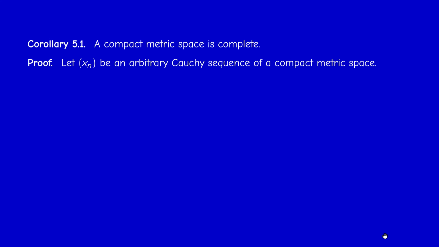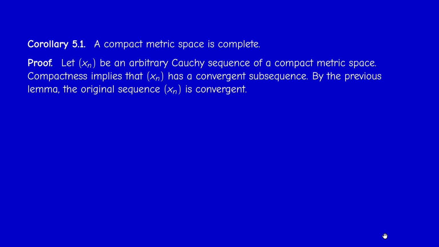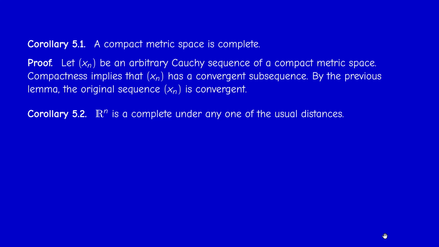Okay, now first corollary: a compact metric space is complete. This is trivial. Why? Because we know that a compact metric space is sequentially compact. So if xn is an arbitrary Cauchy sequence of a compact metric space, then sequential compactness tells me that xn has a convergent subsequence. But according to the previous lemma, the original sequence is convergent. So compact metric implies complete. Of course, the converse is not true.